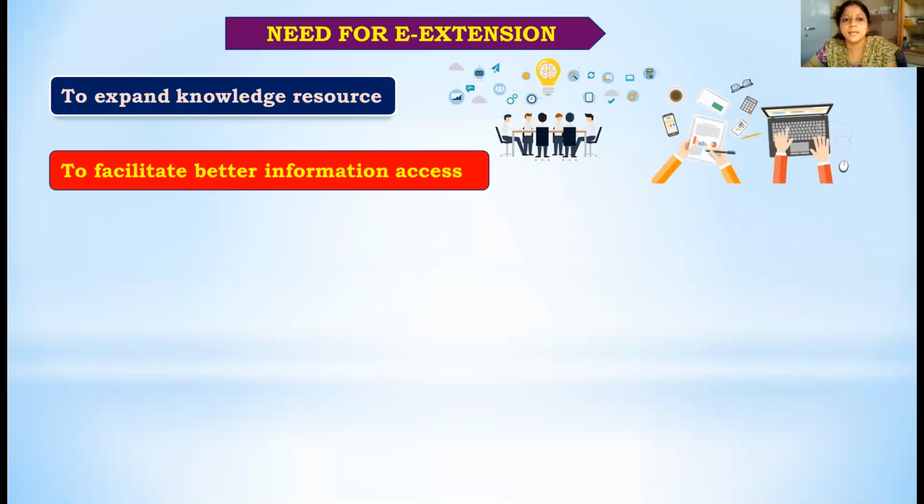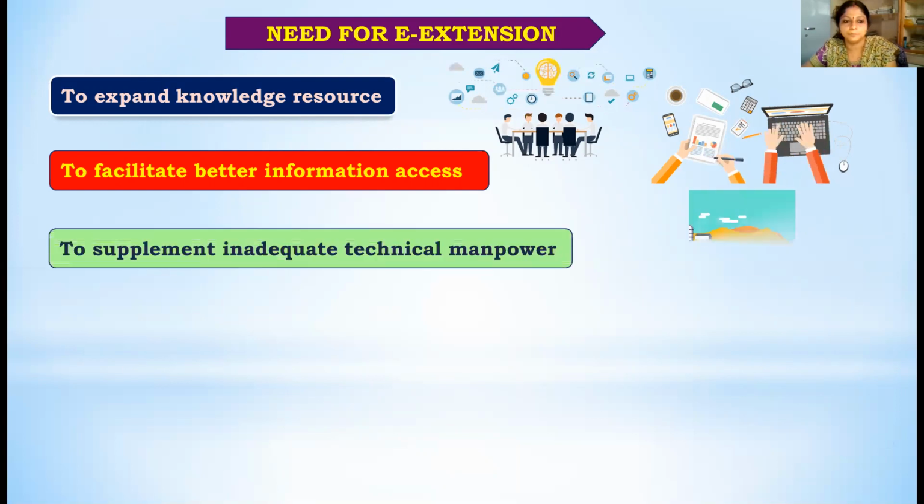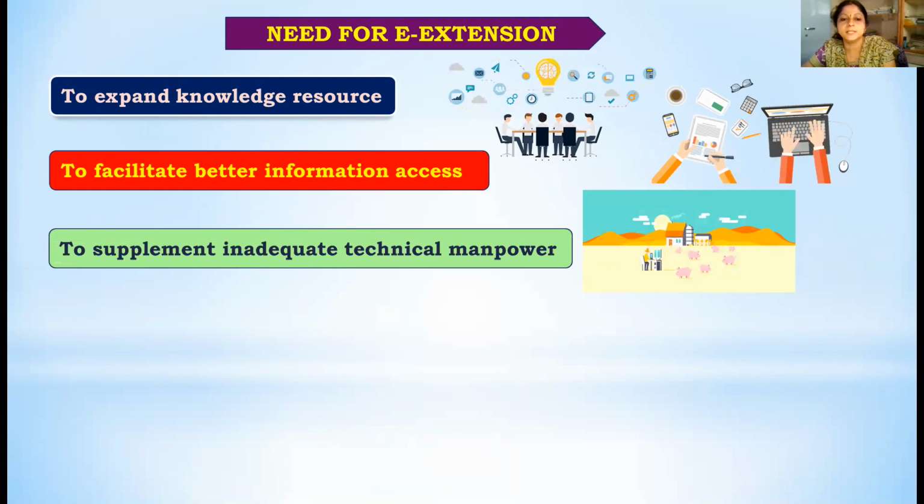But with the help of e-extension, I can access the information at any point of time, any period, anywhere, and I can have a solution for my problem. Here it helps in implementation, or it supplements the inadequate technical manpower. For example, usually we find from different research studies that each extension worker has to serve nearly about 1000 to 1400 farmers.